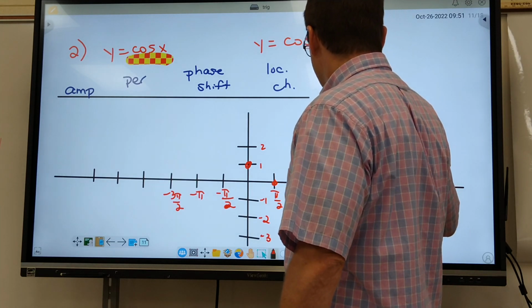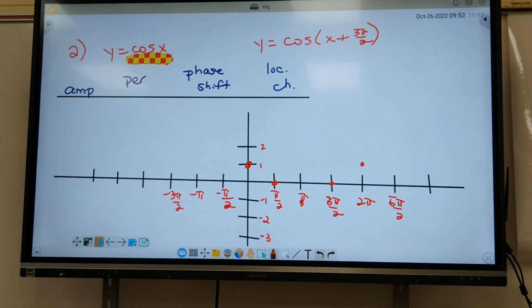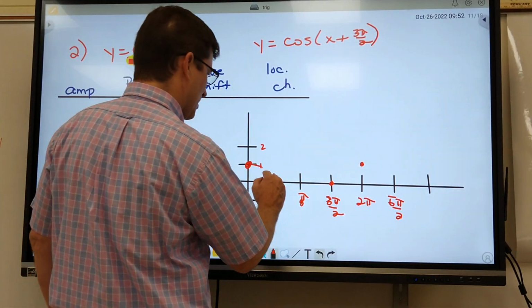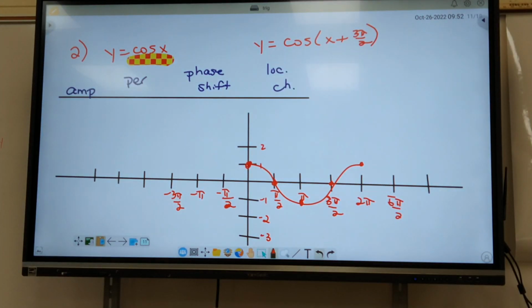Alright, so I need y'all to plant those 5 points. Remember, this shape is not a V. It has to be curved like handlebars on a bicycle. So it's like that right there. That's your graph for cosine.